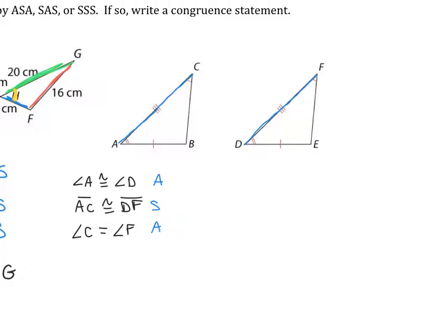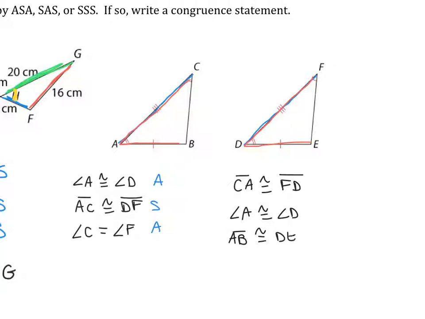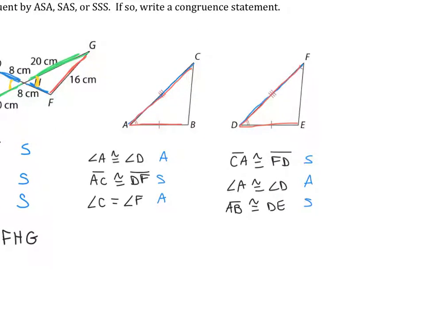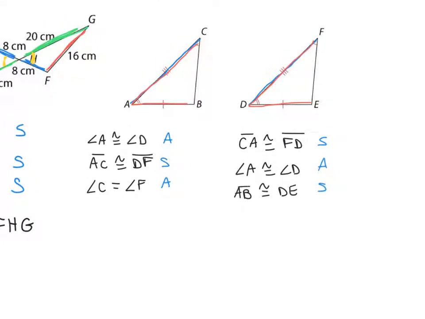Another option that we could do, again, is maybe side angle side, because you can see that I have two sides and an included angle. So we could also say that CA is congruent to FD, angle A is congruent to angle D, and AB is congruent to DE. So here, by side angle side, we've shown that the two triangles are congruent. So two different ways to show the same thing.